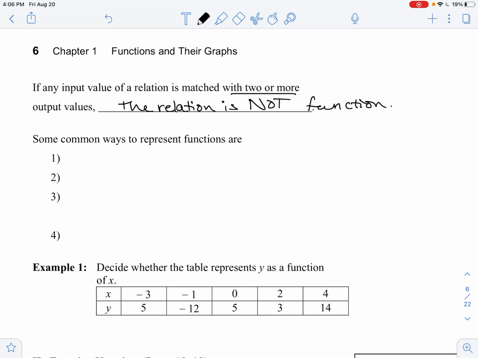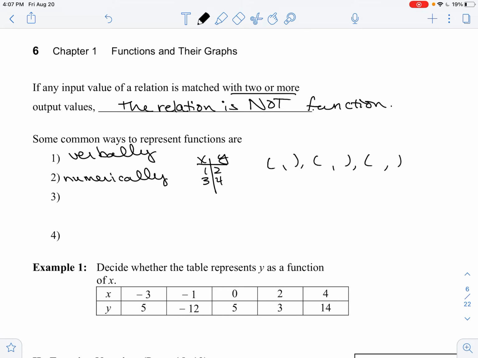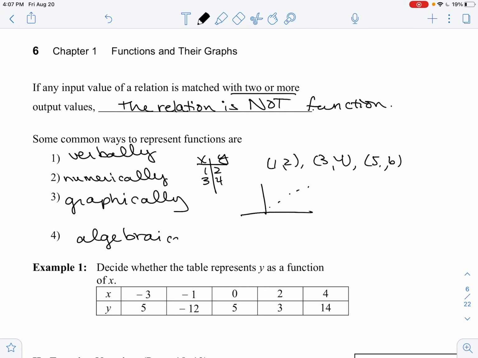Okay, so we can represent functions verbally in a sentence. We can just say, for example, the function is 3 times x. It can be numerical, like a table with x and y values, or as a set of ordered pairs. You can also have it graphically, like points on a graph. And lastly, you can have it algebraically, like an equation in 2 variables, like y equals 2x plus 1.